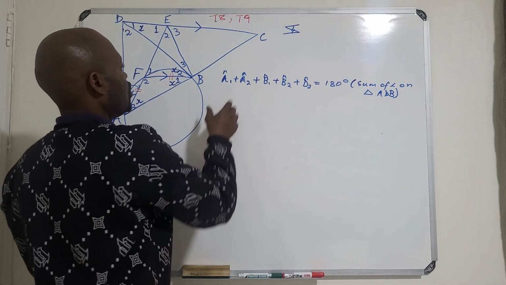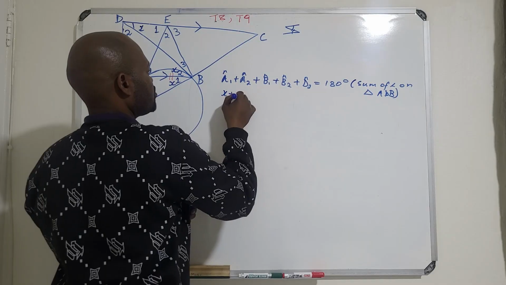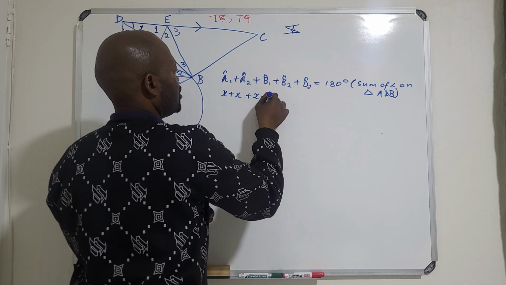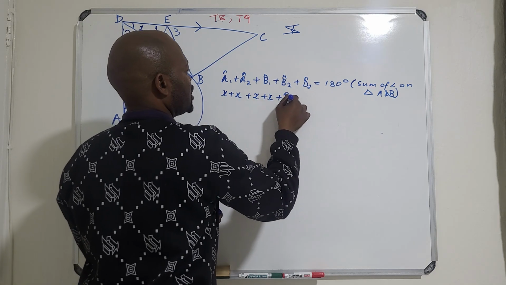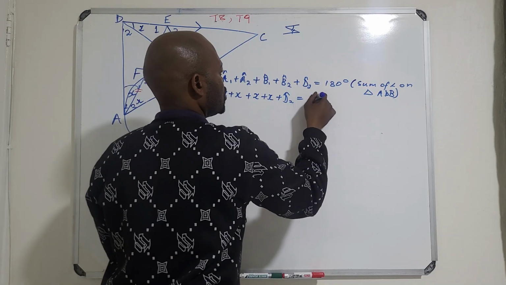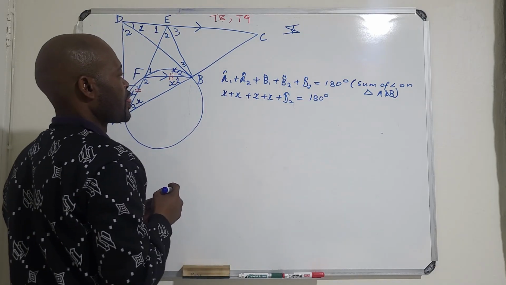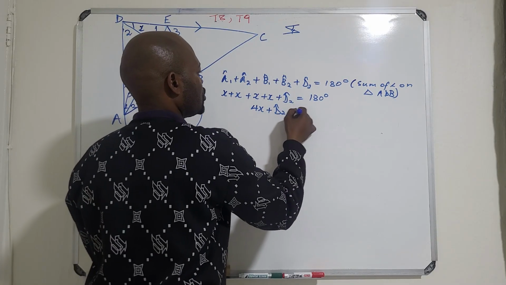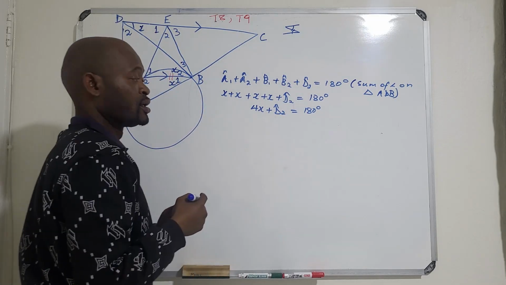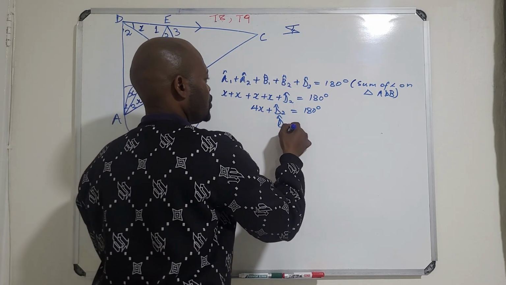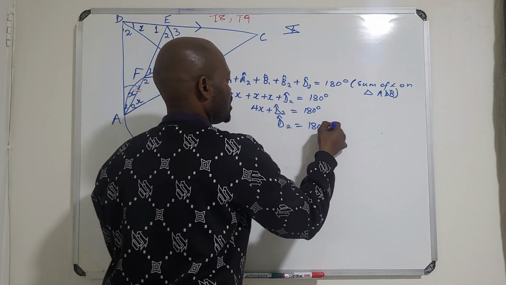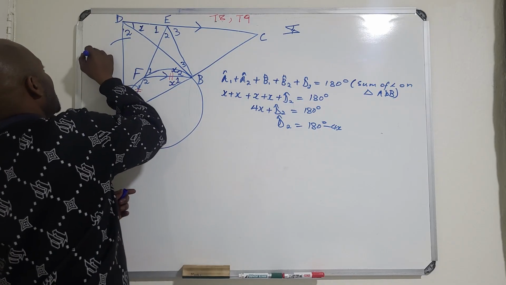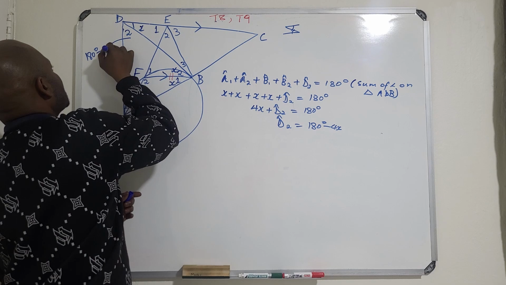Now, we know this is x, and B1 and B2 are also x, plus angle D2, which is equal to 180 degrees. This is 4x plus angle D2, which is equal to 180. Angle D2 is equal to 180 degrees minus 4x. So this angle we know is 180 minus 4x.